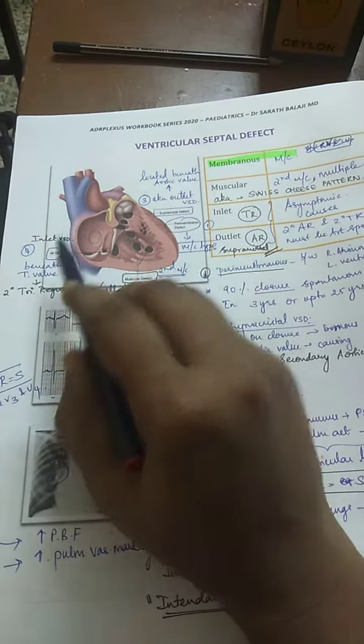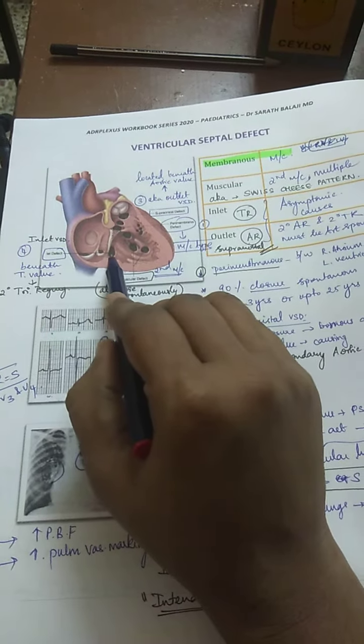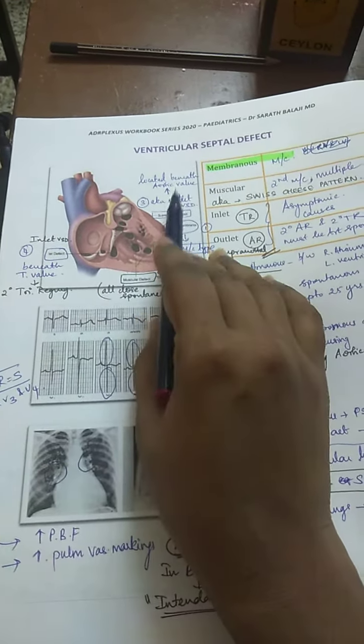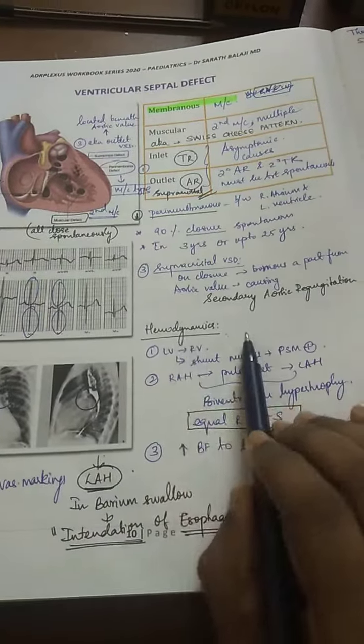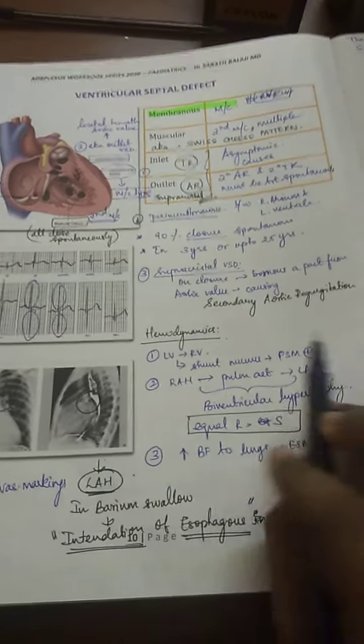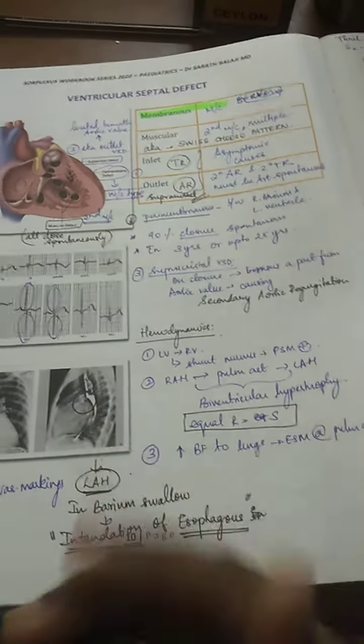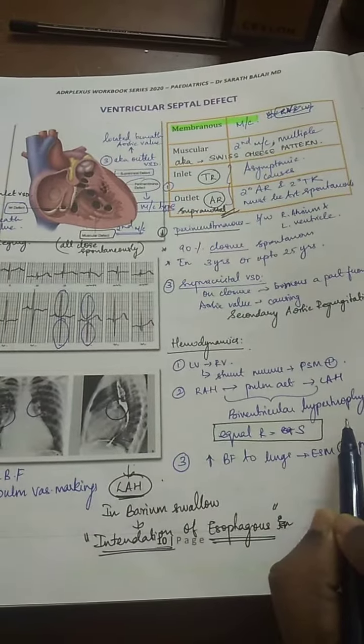In inlet type, the defect is beneath the tricuspid valve, and in outlet it is beneath the aortic valve. Since it's a left to right shunt, it will have a pansystolic murmur. It's a type of shunt murmur, and eventually there will be biventricular hypertrophy. So you'll have Katz-Wachtel phenomenon in the ECG.